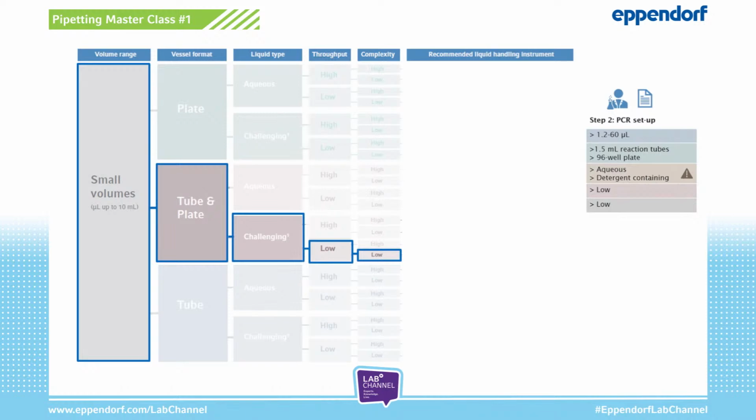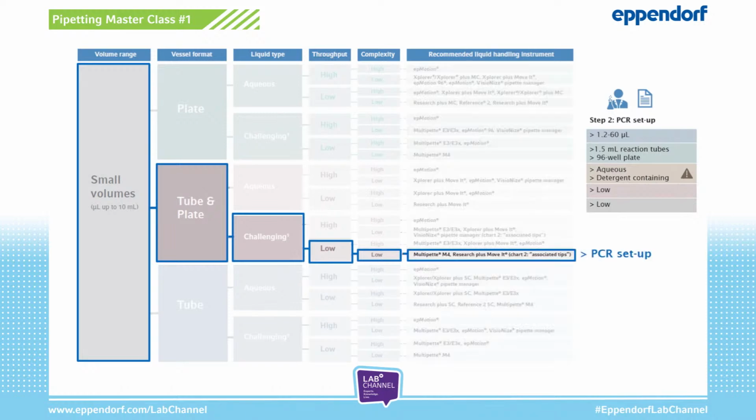So at this point, two liquid handling tools can be considered for the PCR setup. Again, the mechanical multiple dispenser from Eppendorf, the Multipette M4, and an air cushion pipette with adjustable tip spacing, as we switch between tubes and plates. We will come briefly to this, let's say, special form of pipette in a moment.